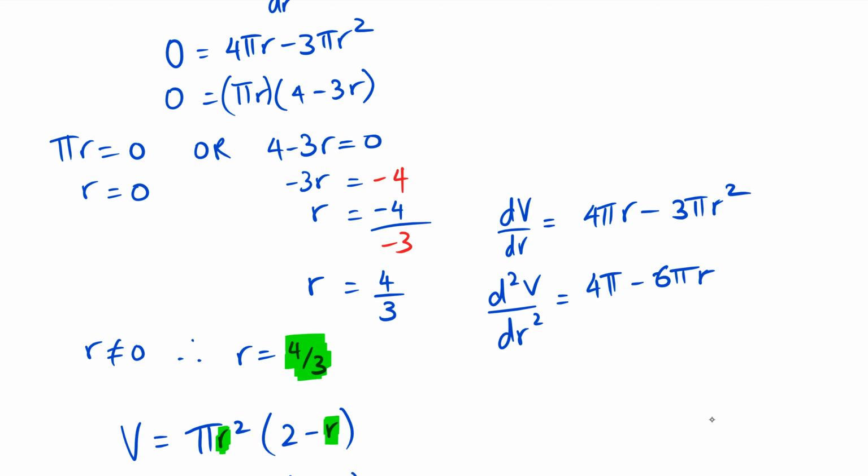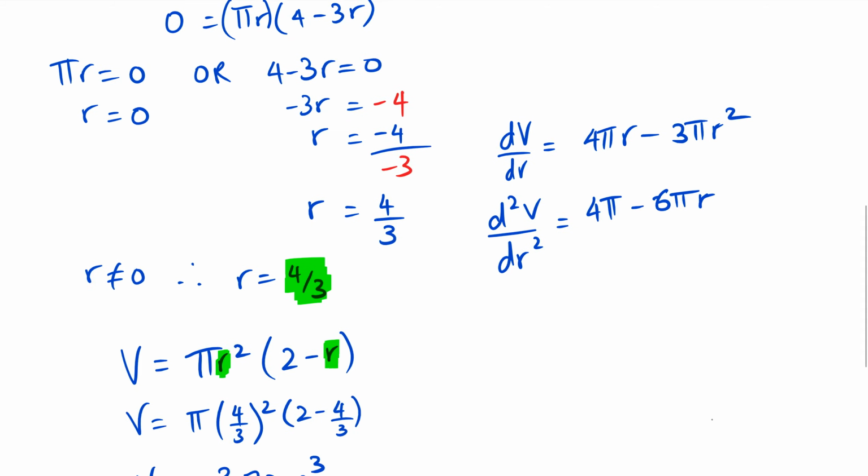pi r. Okay, so at this point, you've got to substitute r as 4 over 3, because that's what we found out as the maximum. So we're going to substitute r in here. And if this value ends up being negative, then it will be a maximum. And if it ends up being positive, then it'll be a minimum. So let's work it out. We can see that it's going to be 4 pi minus 6 pi times 4 over 3. I'm not going to use a calculator for this, because all we're really worried about is whether it's going to be negative or positive, right? So negative 6 over 3 is negative 2. So negative 2 times 4 is negative 8. So I'm going to get negative 8 pi. And then this is equal to negative 4 pi.